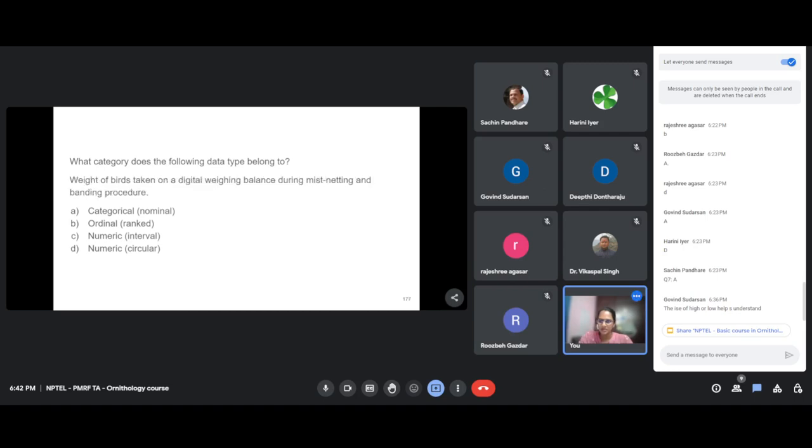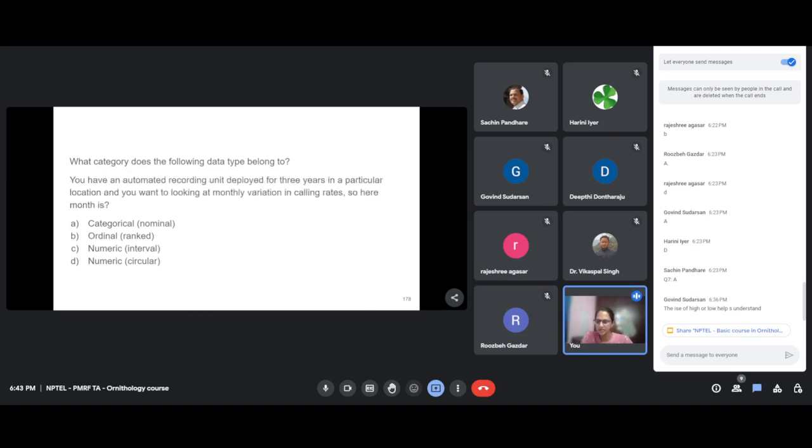Okay, so then you again have weight of birds. Now, weight of birds, as I mentioned, you're taking it on a digital weighing balance, so you're going to have numerical data. So this is actually numerical interval data, which is on a linear scale. Of course, you can't go negative.